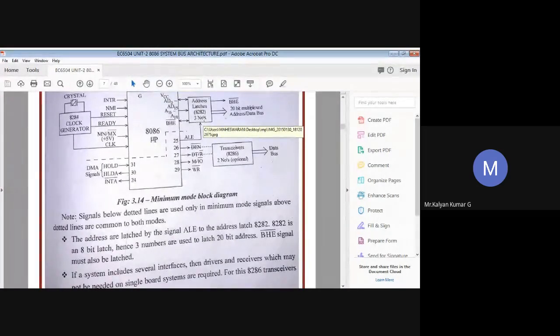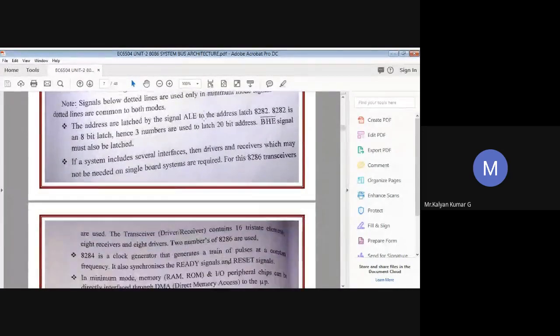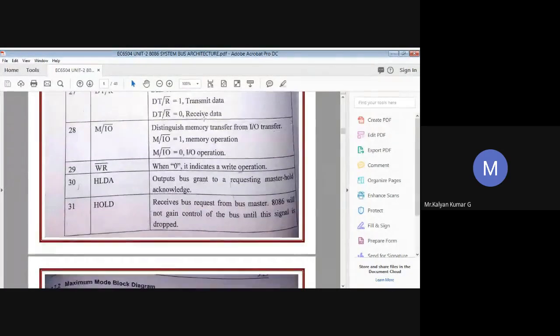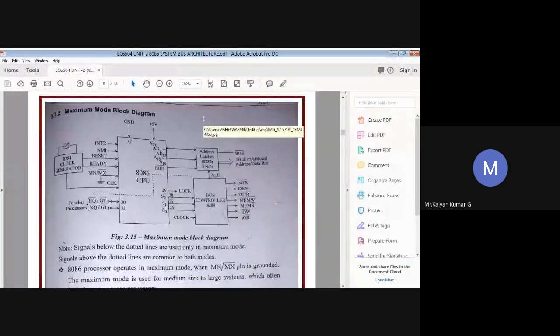So moving on to the maximum mode configuration. Here you can clearly see all the signal pins and their functions being discussed. In the case of maximum mode, if you look at the block diagram, almost 75% is similar to the minimum mode. The only difference is that we additionally have an external bus controller, the 8288. We should employ this 8288 to generate your bus control signals.